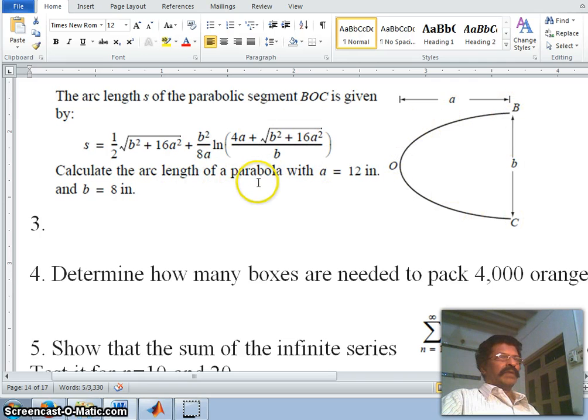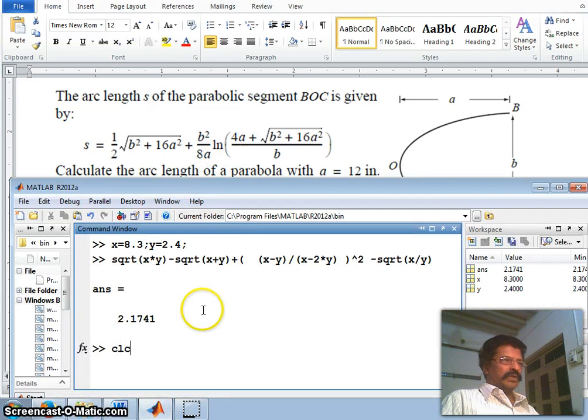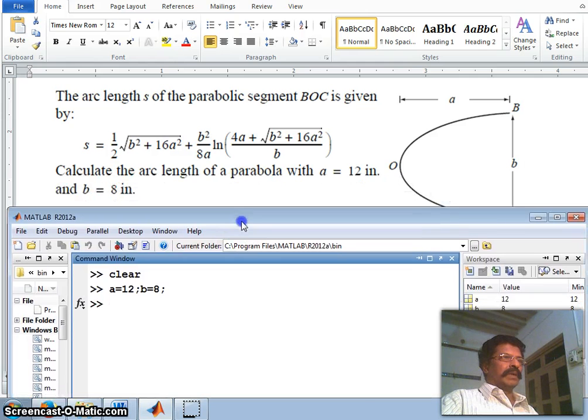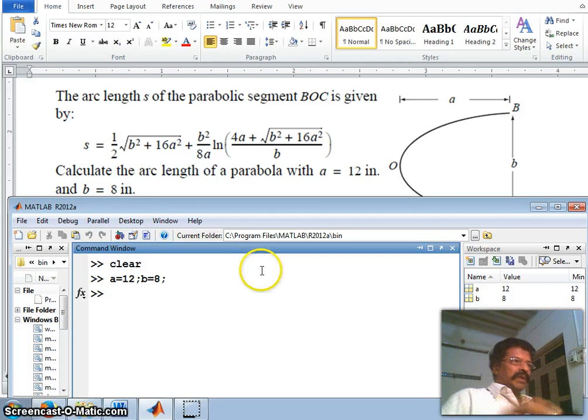Right, we can assign the values of A, B, and we can substitute the formula. So again as usual I can clear the command window, clear the memory locations. Now A is equal to 12 and B is equal to 8. Alright, that is what is given, A and B. Now we want to calculate S, therefore let us first calculate this term.